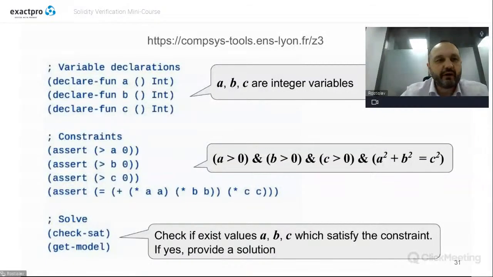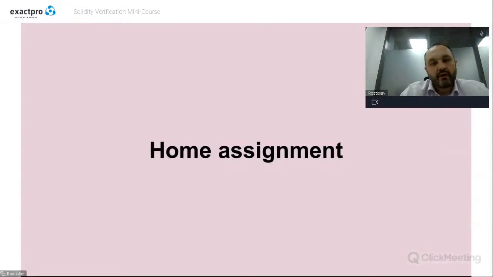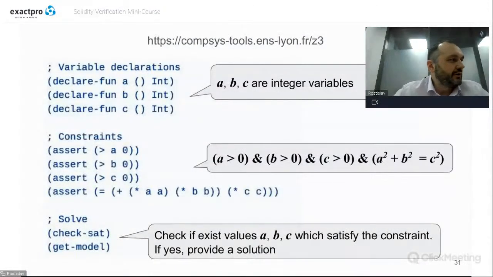So you just define the properties you need, and then you just call the check satisfiability function. And in the case it's satisfiable, you get the model. You ask to get the values for this combination. So that's actually all I have for today.